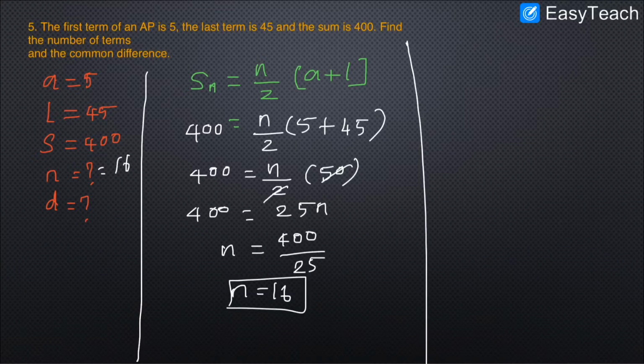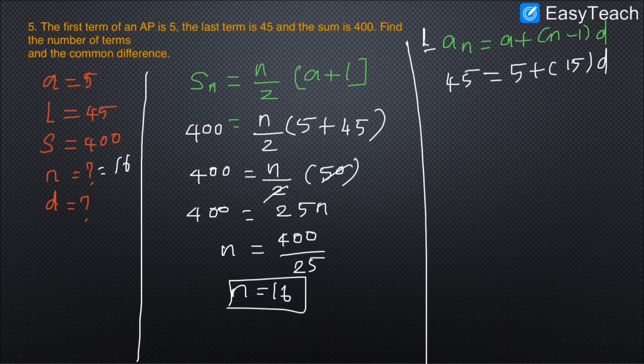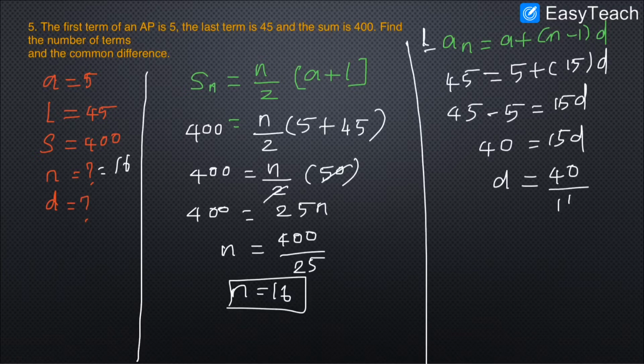To find the d value, we can use the formula for finding the nth term, which is an equal a plus n minus 1 into d. For a 5 plus n minus 1, 16 minus 1, 15 into d. Actually here an is the last term, l, which is given as 45. After solving all these, I got 15d equals 40. So d equals 40 by 15, so 8 by 3.